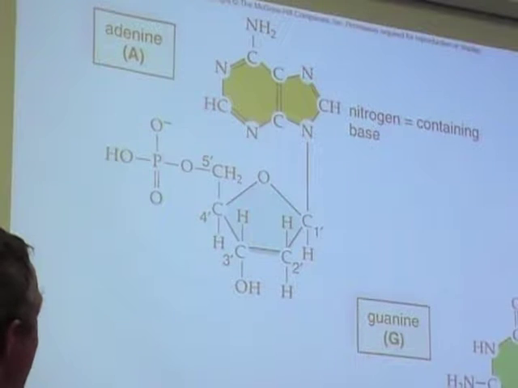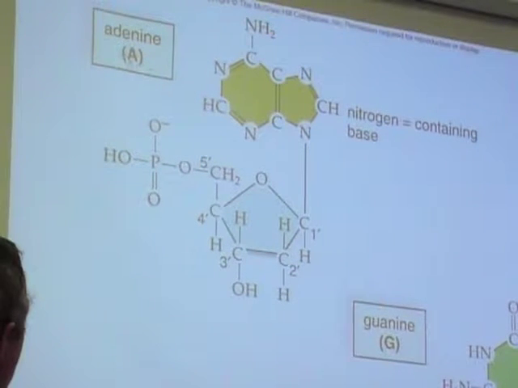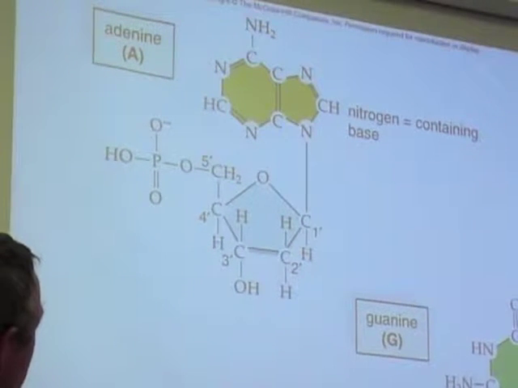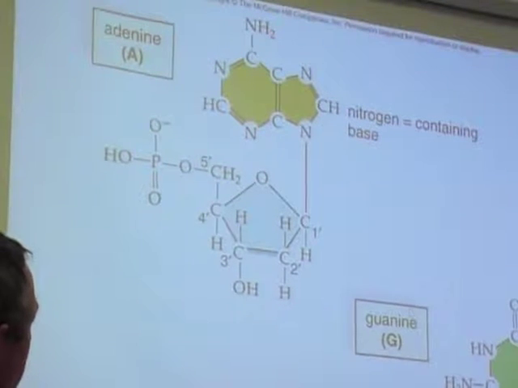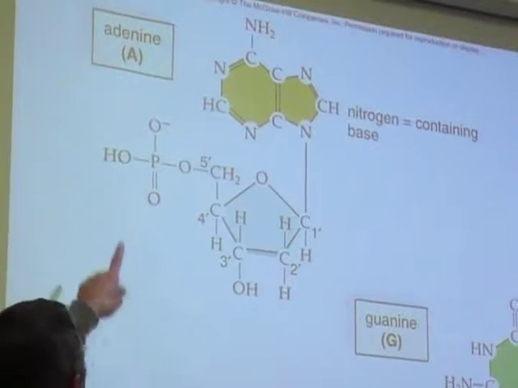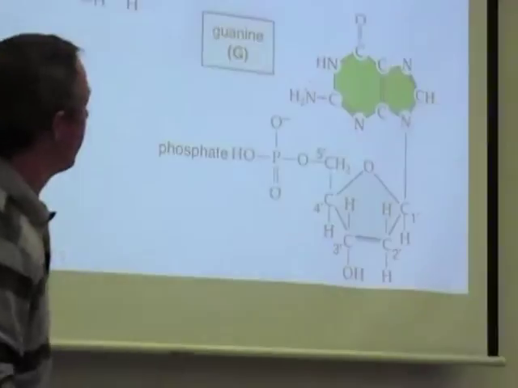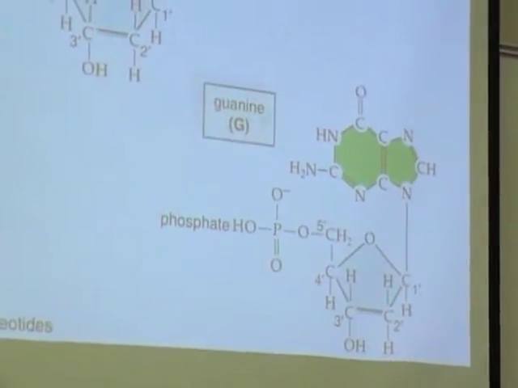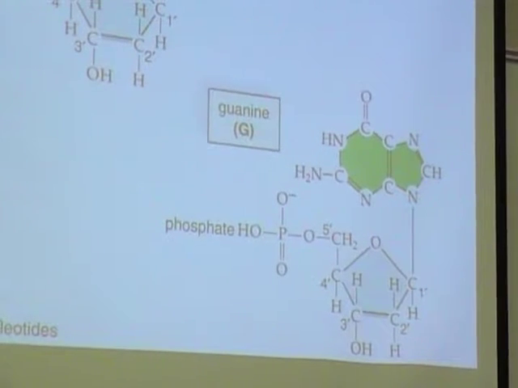Now the nitrogen bases actually come in 4 types. These ones with the double ring structure are called purines. Adenine and guanine are the purine bases, and they have double ring structures.